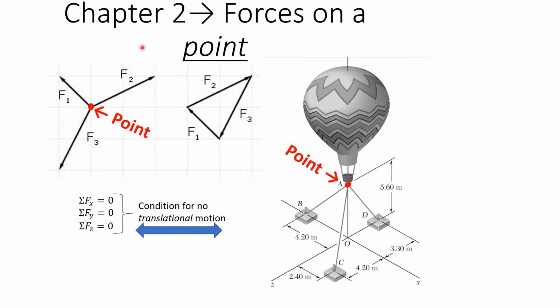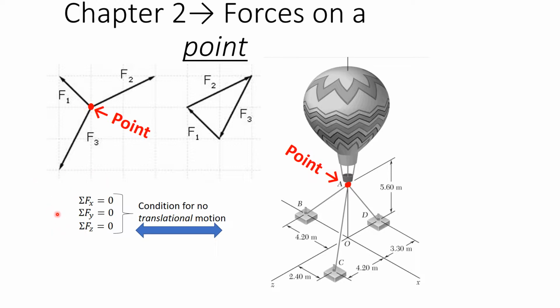Now, everything in Chapter 2 was concurrent. The forces all came together at a single point, and if everything's tugging at just one point, nothing in this system is going to rotate. That made Chapter 2 a lot simpler. So this balloon will move up and down and sideways, but it's not going to rotate, and the reason it's not rotating is because everything is coming together at a single point.